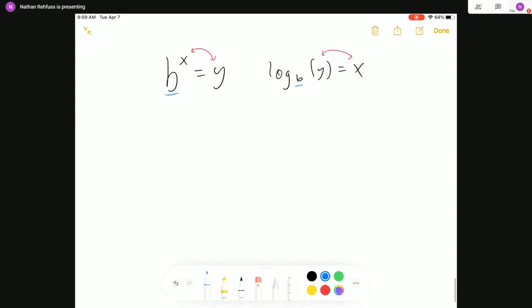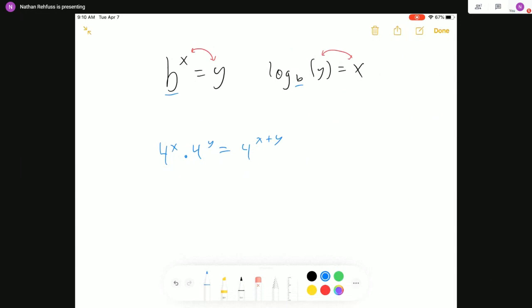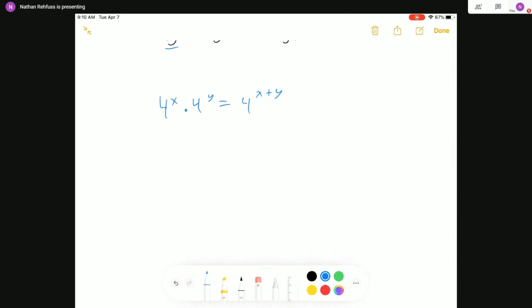fact about exponents we learned is that if I have 4 to the x times 4 to the y, I get 4 to the power of x plus y. So multiplication outside turned into addition inside. It turns out that logs are going to go backwards. If you have multiplication inside a log, it'll make addition outside the log. So here's an example of that. Here's a sneak preview of the next class before we leave, since we do have 5 more minutes.